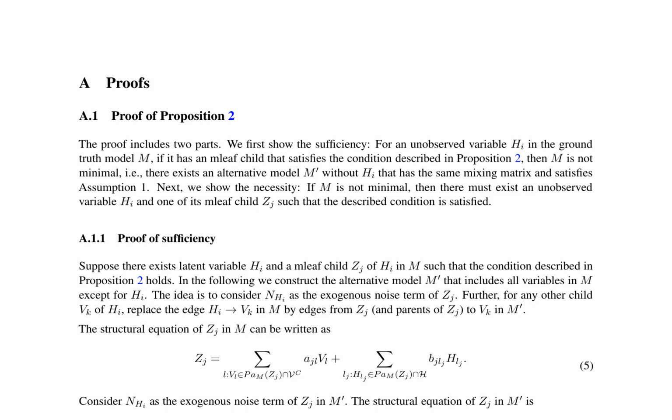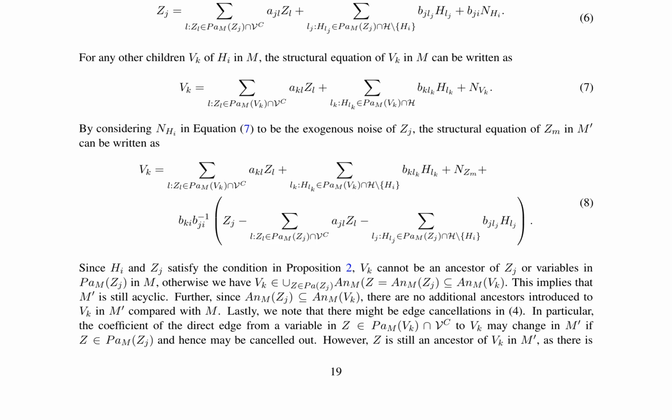The structural equations for the variables in M' are derived, and it is demonstrated that the alternative model is acyclic and satisfies conventional faithfulness. The necessity part of the proof shows that if M is not minimal, then there exists an alternative model M' with fewer unobserved variables that has the same mixing matrix and satisfies conventional faithfulness. The proof involves partitioning the cogent and M-leaf variables in M and M' into groups based on their row support in the mixing matrix. It is shown that there exists a group G in M' that contains only M-leaf variables in M, and one of the variables in G is a measured cogent variable in M'.